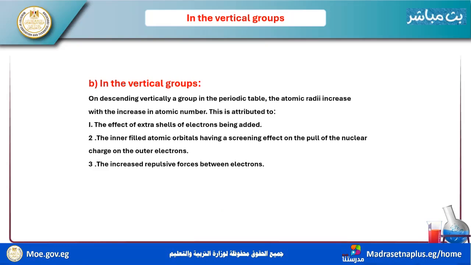So, with the increase in the atomic number, this is attributed to: one, the effect of extra shells of electrons being added; two, the inner filled atomic orbitals having a screening effect on the pull of the nuclear charge on the outer electrons; and three, the increasing repulsive forces between electrons.